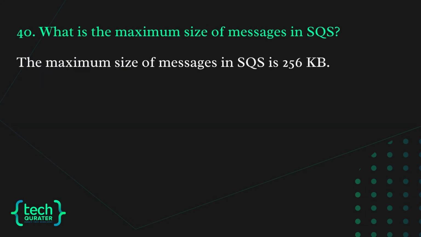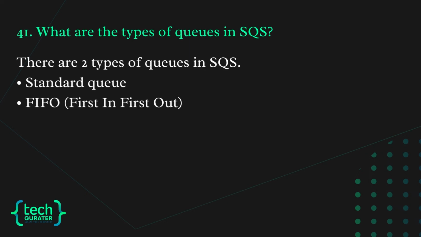What is the maximum size of messages in SQS? The maximum size of messages in SQS is 256 kilobytes. What are the types of queues in SQS? There are two types of queues in SQS: standard queue and first in first out.